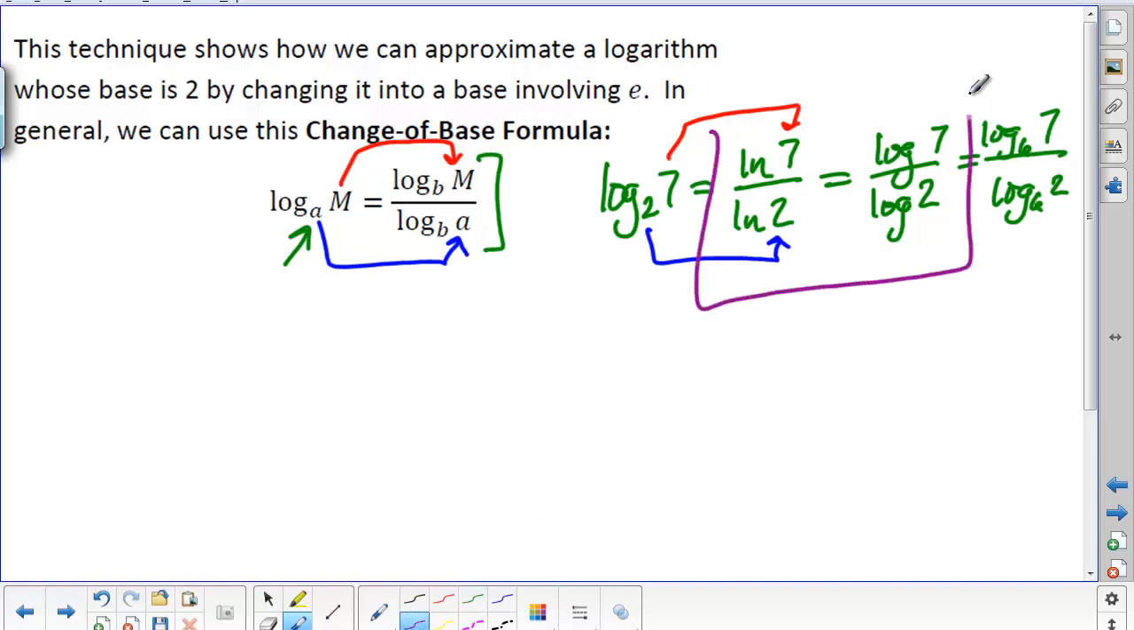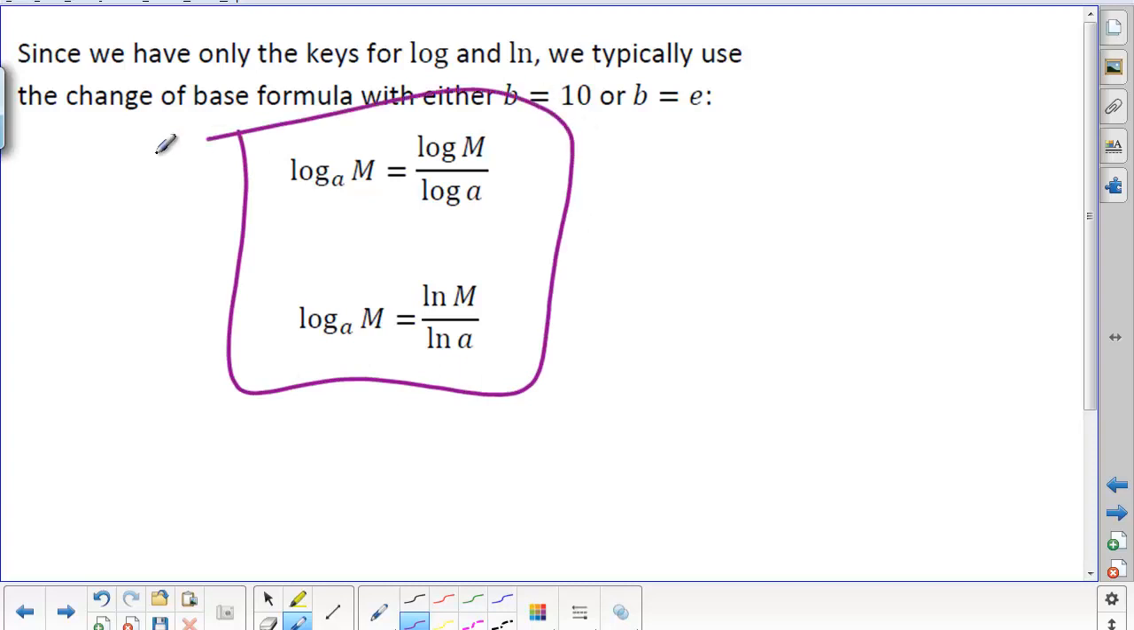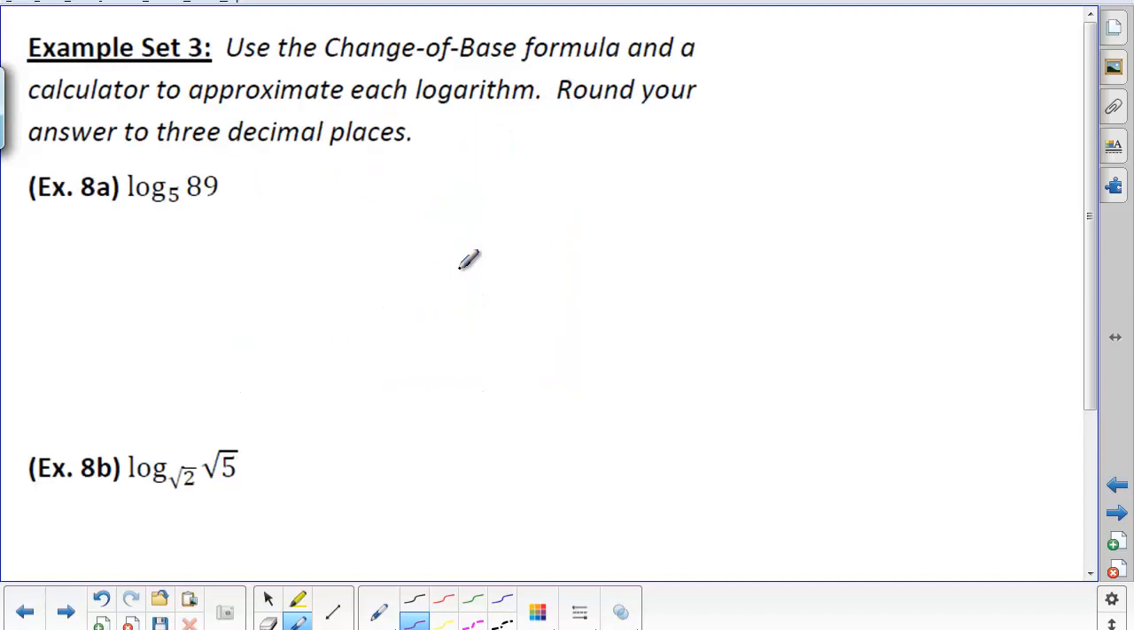The way this is really useful is these two guys right here, because those are on the calculator. Where before we couldn't do a base 2 logarithm or a base 7 logarithm on the calculator, using the change of base formula we can rewrite into a natural logarithm or a common logarithm, and then go to the calculator and punch it in and get a decimal value. That's something we need. So let's practice using that. These are really the two ways you'll see the change of base formula used more often than not, with a common logarithm and a natural logarithm.